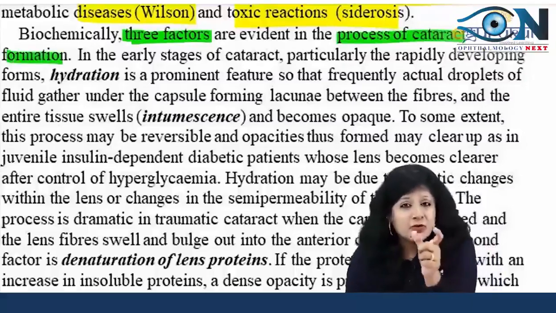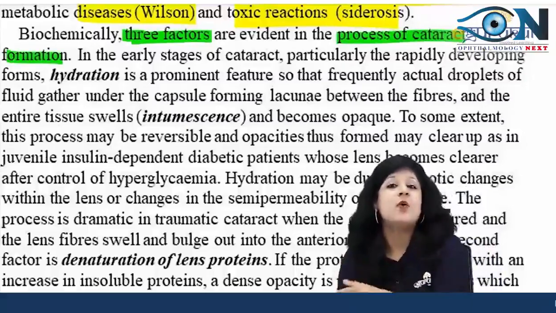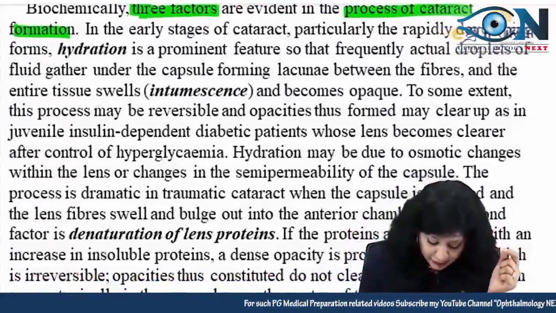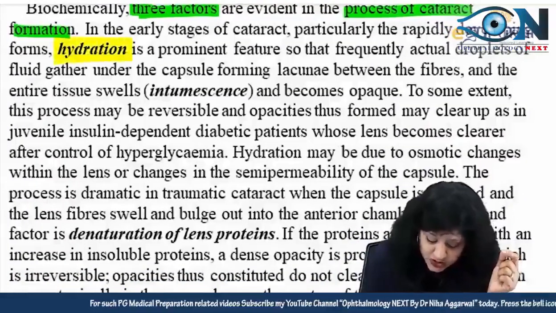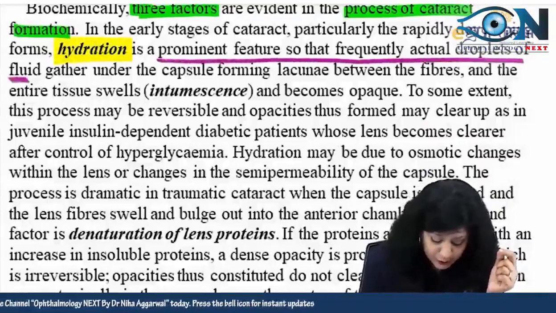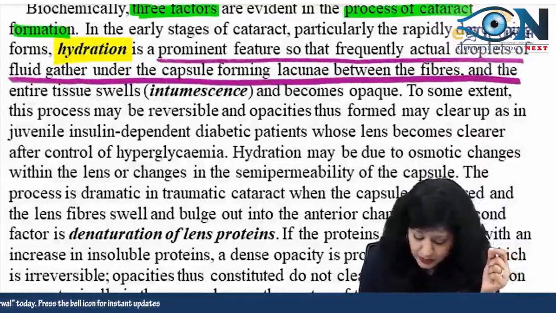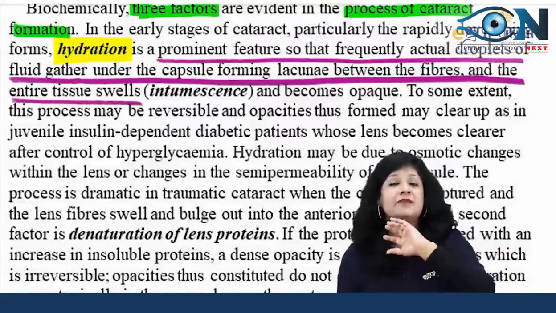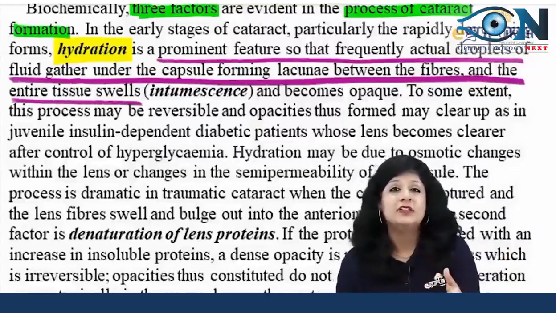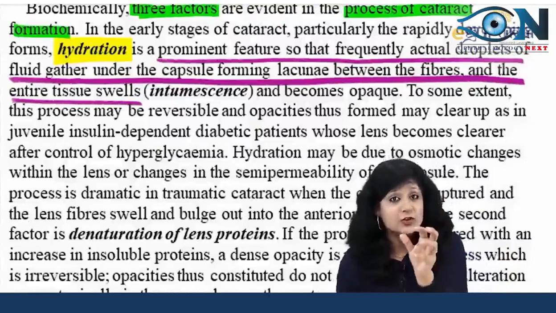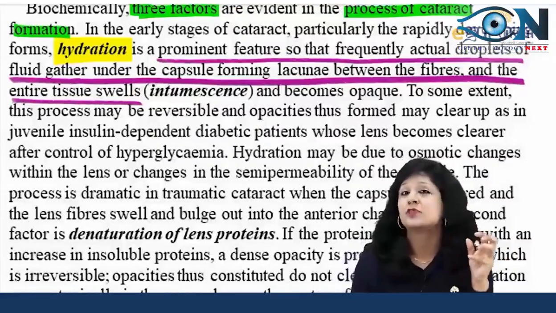So let's find out the common things which are happening in all the cases of cataract, in the early stages, particularly the rapidly developing. So one is your hydration. Hydration is a very prominent feature, so that frequently the actual fluid gathers under the capsule, forming a lacunae between the fibers and the tissue swelling. So they say that in every type of cataract, in one way or other, we have hydration. This hydration leads to the formation of vacuoles between the lens fibers, and that is one of the common things.